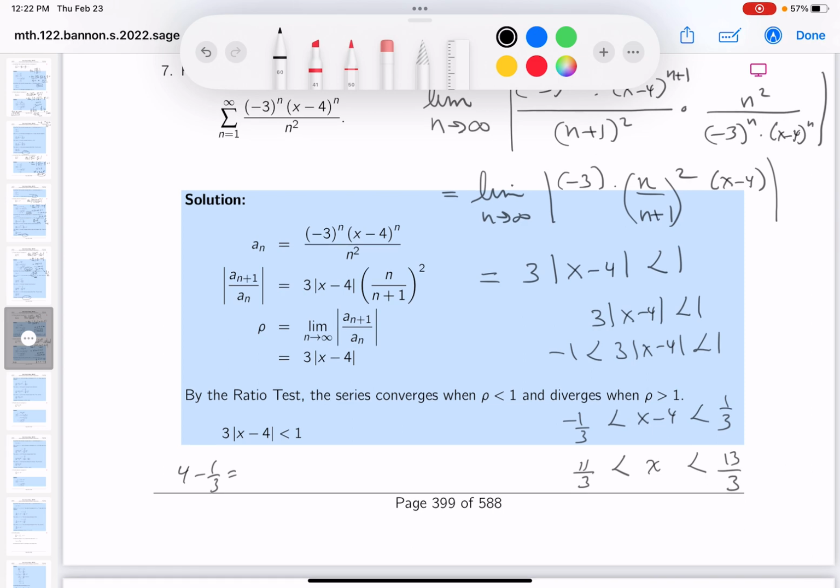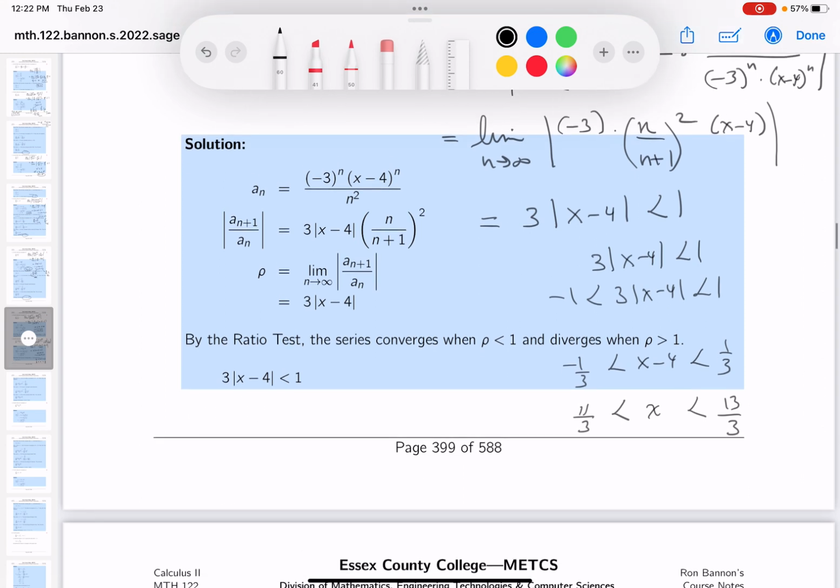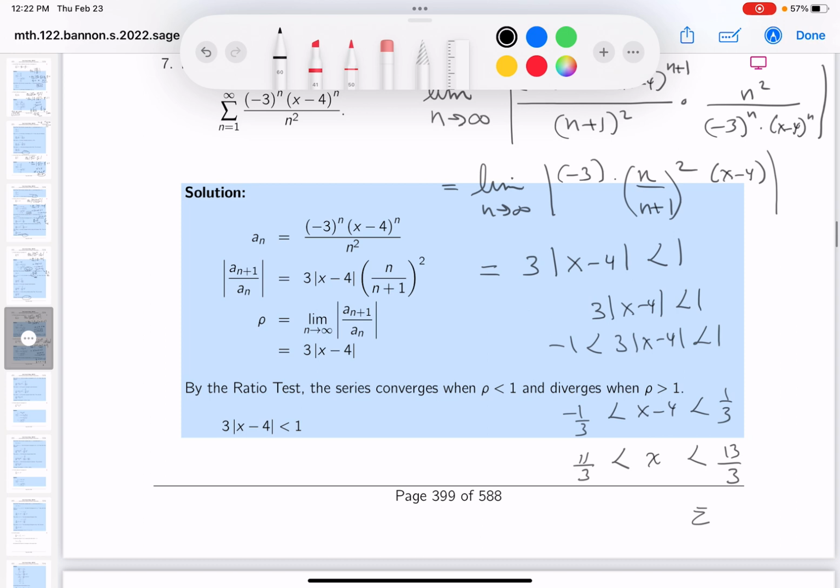So if you do that, I want to point out what you get. These should be relatively simple to do, by the way. Again, you still could be confused by it, but I'm going to do the right endpoint first. What do you get over there? You get the sum, n equals 1 to infinity, and 13/3 minus 4 is going to be 1/3. So I get minus 3 to the n, and then 1/3 to the n. Well, that's really like minus 1 to the nth power. I'll write that down for you.